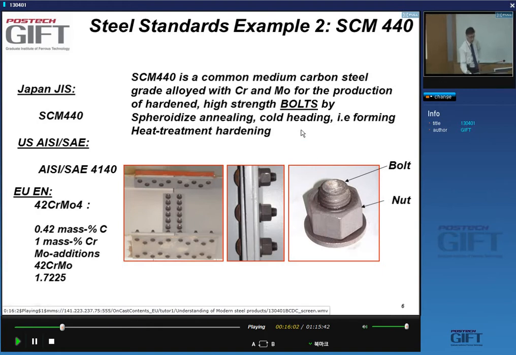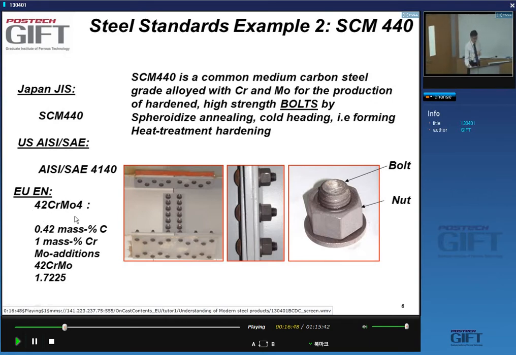That cold heading, meaning forming the bolt, and then heat treatment, hardening. And that's why it's essential to have this chromium and molybdenum in the structure. Right. If you were in the U.S. and you would purchase that steel to make bolts, you would buy an SAE 4140 steel. Yes. And if you were in Europe, you would buy a steel with 42 chrome moly 4. Yes.